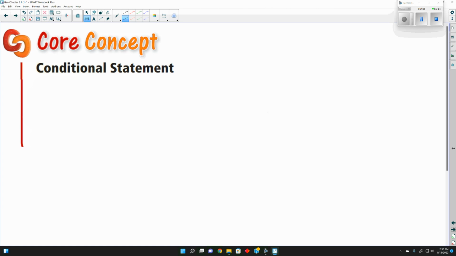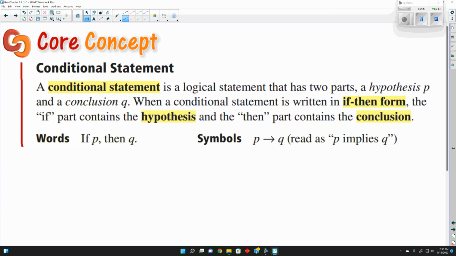A little bit, yes, but we won't get there yet. What we're looking at first is a conditional statement. And y'all looked up the definition of this yesterday. Now, a conditional statement is a logical statement in two parts, a hypothesis, P, and a conclusion, Q. When a conditional statement is written in if-then form, the if part contains the hypothesis and the then part contains the conclusion. Y'all can write this out, but I believe you also wrote this out yesterday, yes?